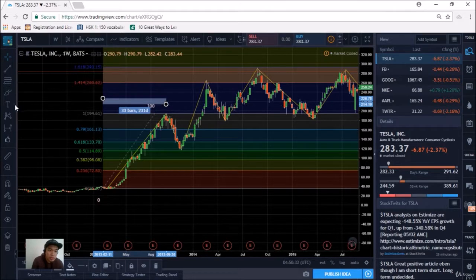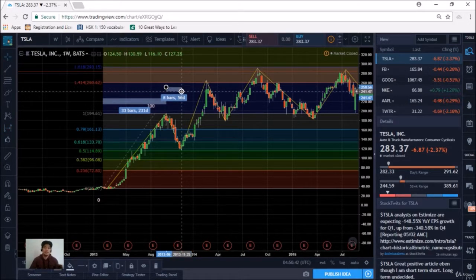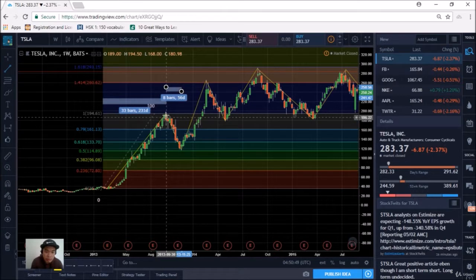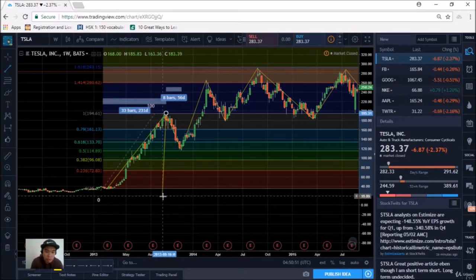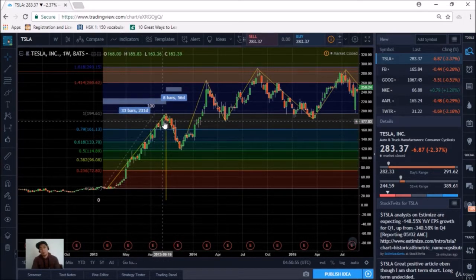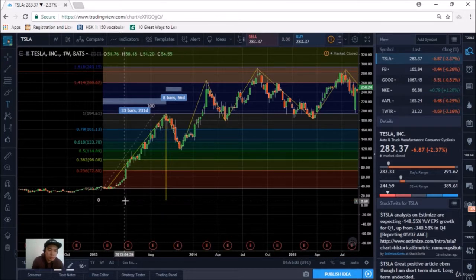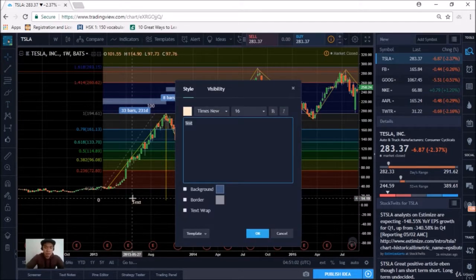From this point to this point is 8 bars. What we're trying to do is measure the time component between the bullish move and the retracement. So now, this is time component number 1.